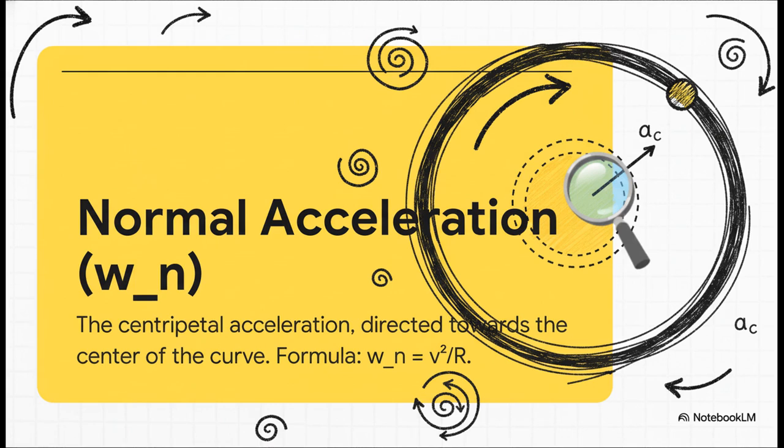You've probably also heard this called centripetal acceleration, which literally means center seeking. This is the one that's constantly pulling the particle towards the center of the circle, forcing it to turn. Its strength depends on how fast you're going, squared, and how tight the turn is.